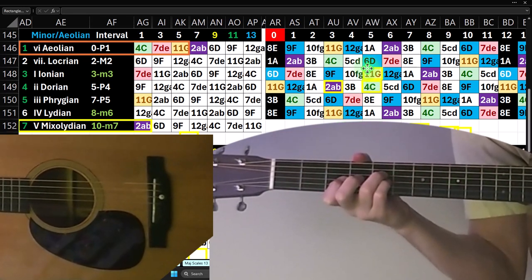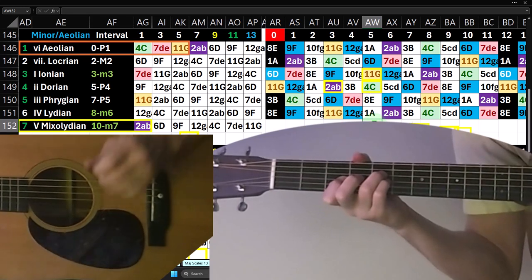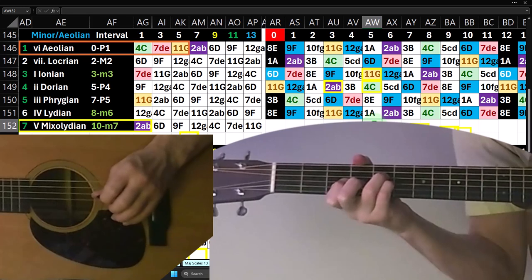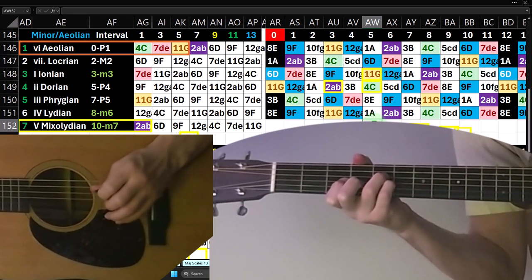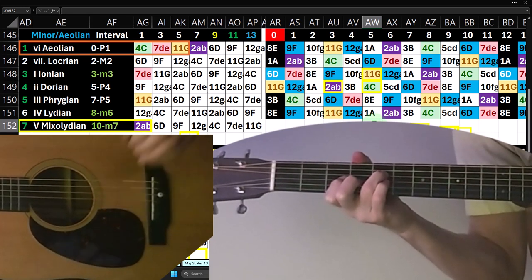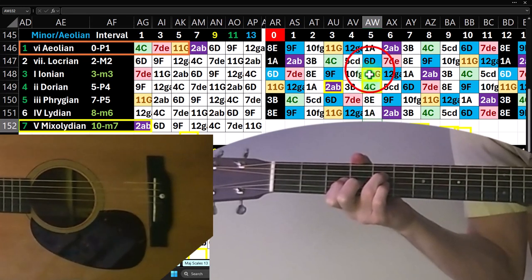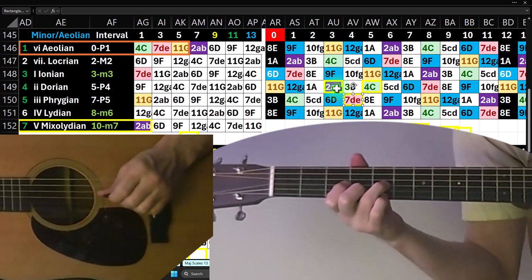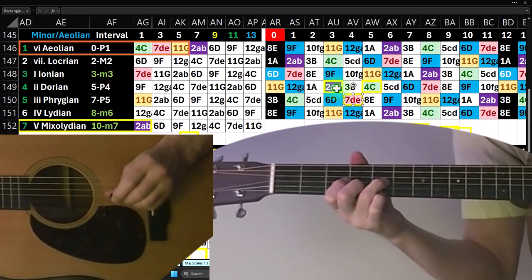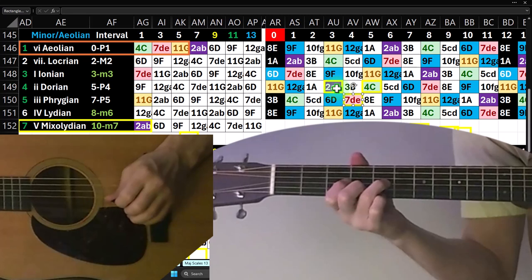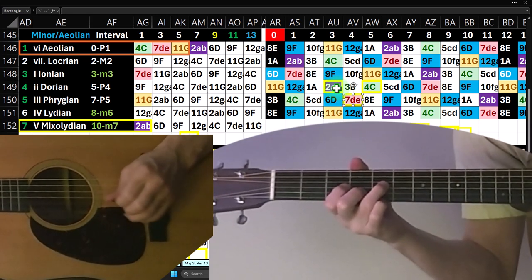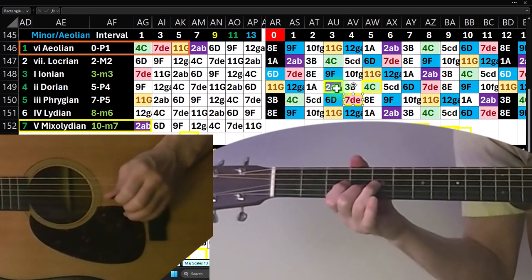So I could say that this is going to be a 1, 5, minor 7, 1, 5, minor 7. And then I have a 3 down here. So I could say this is going to be 1, 3, minor, 1, 3, minor 7, 1, 3, minor 7.